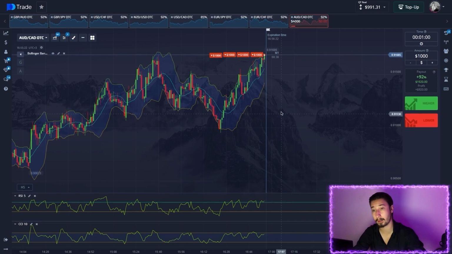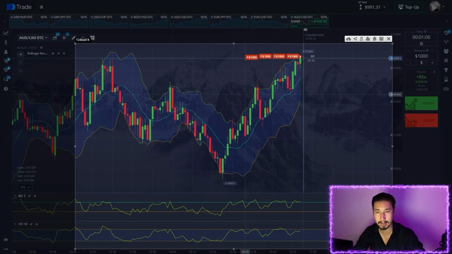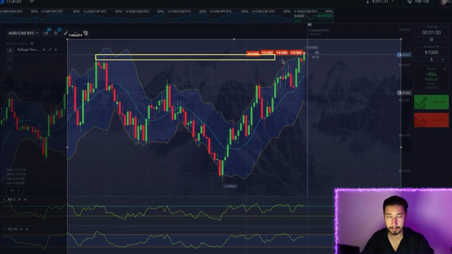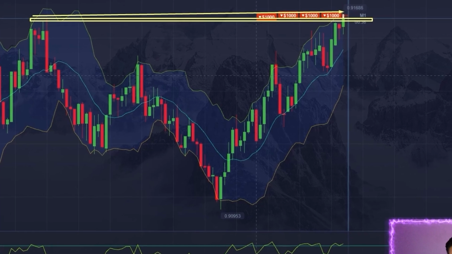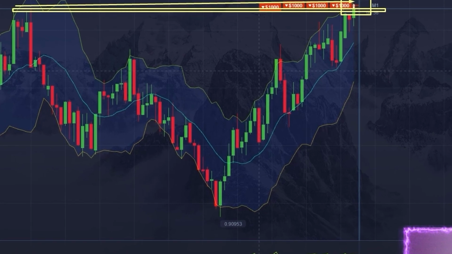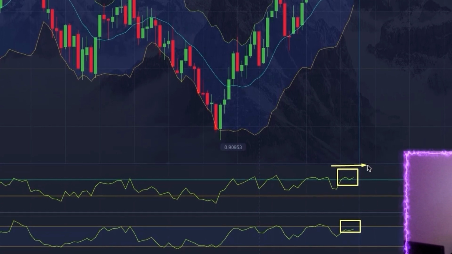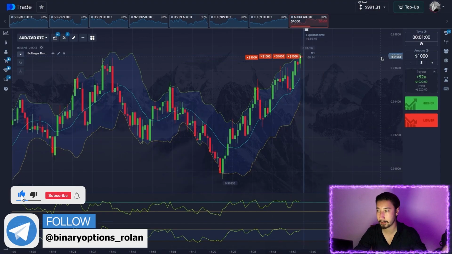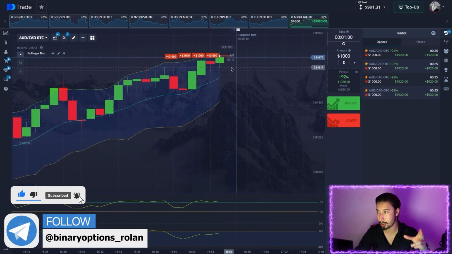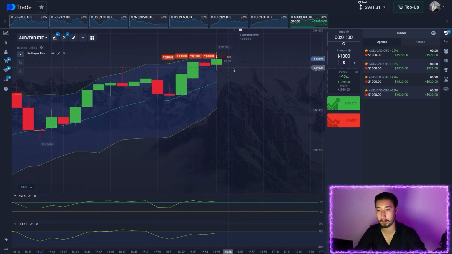Positions are opened according to the same principle as the previous ones were opened. So, the resistance area has been broken. Formation of a new local maximum, touching of the upper Bollinger Band, and I will expect again an exit from the overbought area according to the RSI oscillator. So that's it, guys. Just use this strategy. Use this principle, open shorts, and you will be in profit. So let's look at the results and wait.